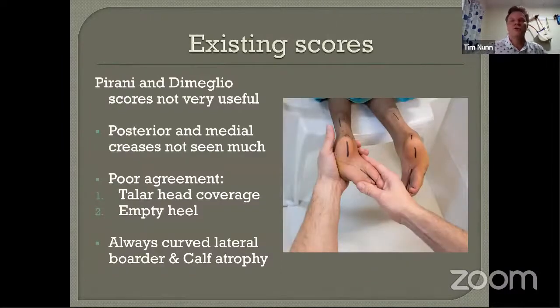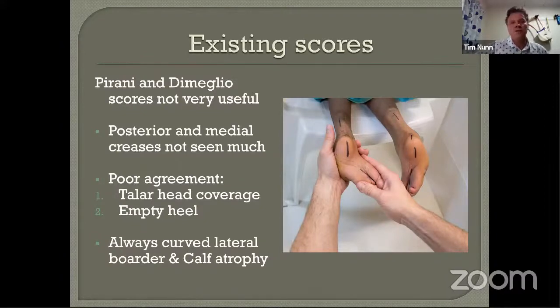The existing scores are exceptionally well known, in particular the Pirani score. But in the older foot, there are some issues, and as it turns out, it is not very helpful. There are no posterior and medial creases to observe on most of these delayed presenting clubfeet.